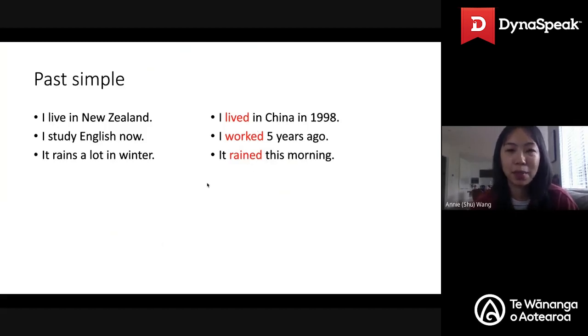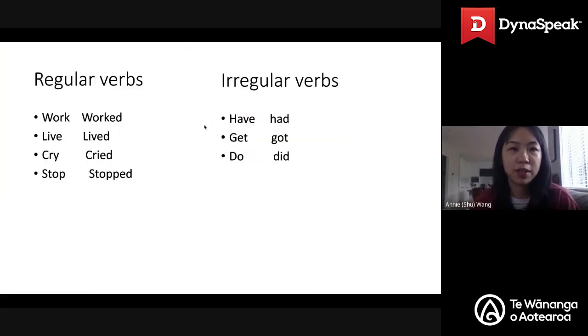Okay, this is the past form of some regular verbs. And let's look at some more examples here. Work, we change to worked for past forms. Live, lived. And cry, okay, this is a consonant plus Y. We change Y into IED, so cry, cried.